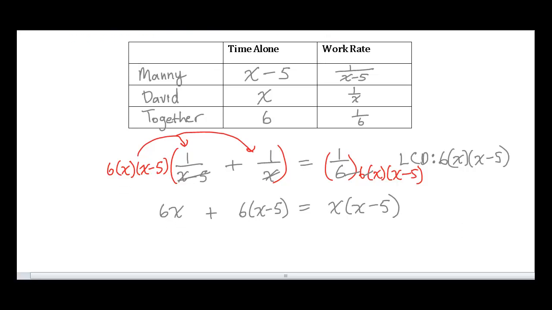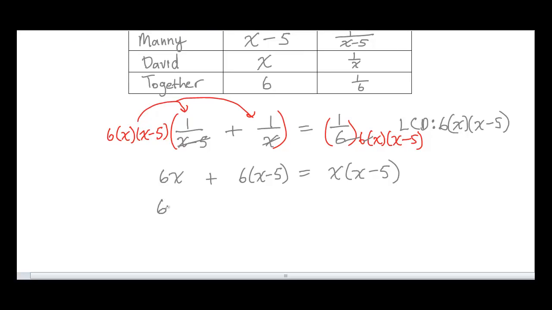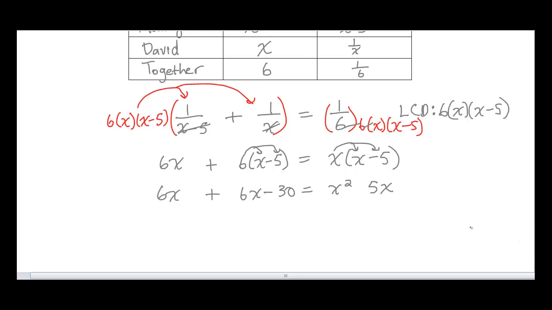Of course, we want to distribute so that we can see what type of equation we end up with. Distribute this 6 here. Get a 6x minus 30. And if I distribute on this right-hand side, I get an x squared minus 5x. This is a quadratic equation. All right, I'm going to go ahead and combine these 6x's here. That's 12x minus 30 equals x squared, my subtraction there, minus 5x.